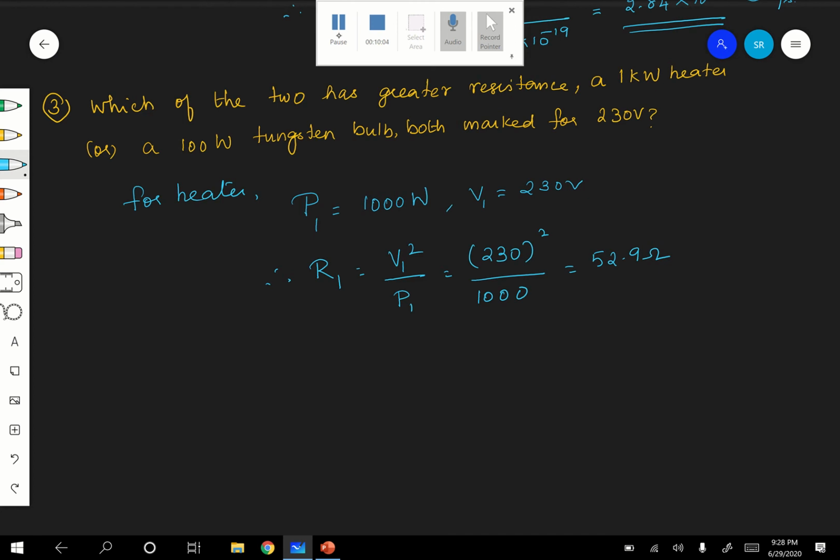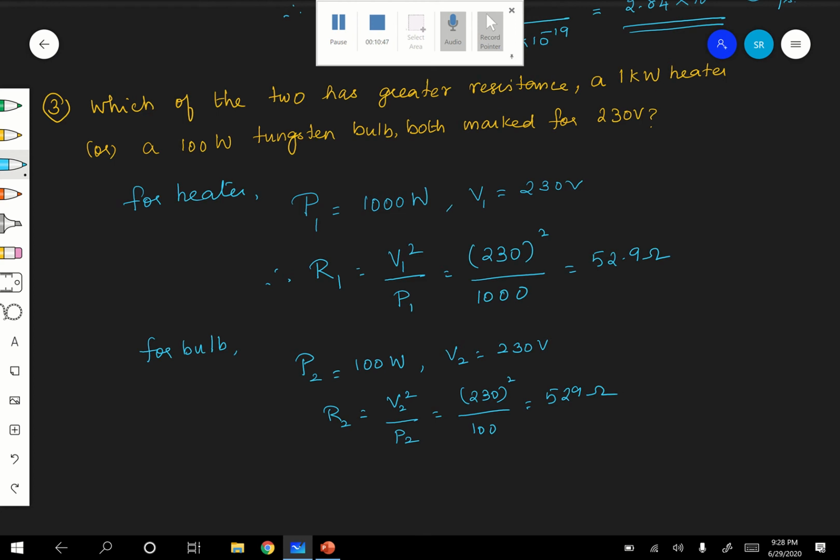Right. Next one is for the bulb. For the bulb, P2 is equal to 100 watt and V2 is equal to 230 volt. Therefore, R2 is equal to V2 squared by P2, that is 230 the whole squared divided by 100. The answer is 529, whereas the earlier one was 52.9. Here it is 529 ohms.